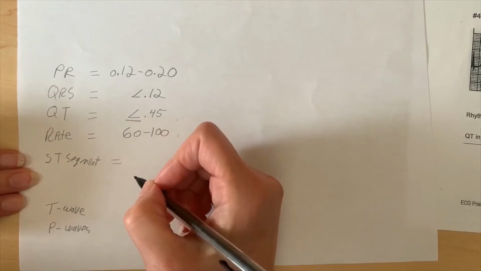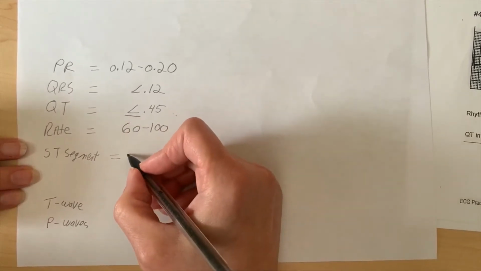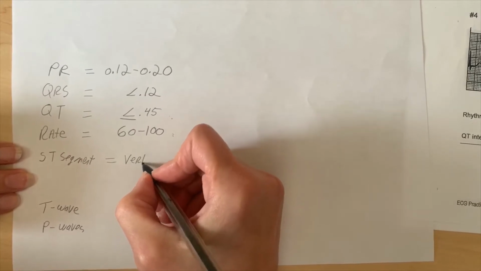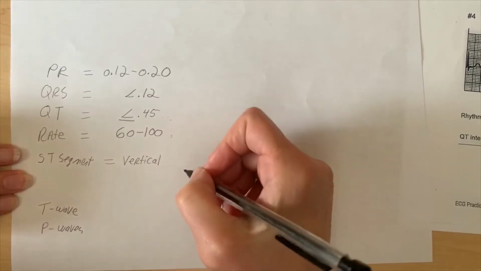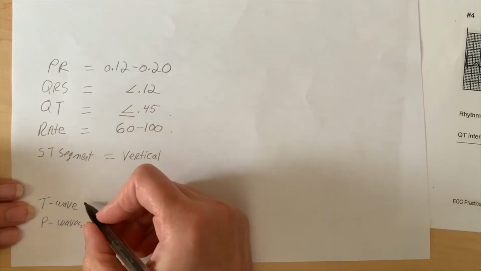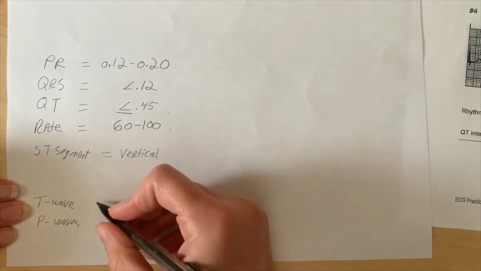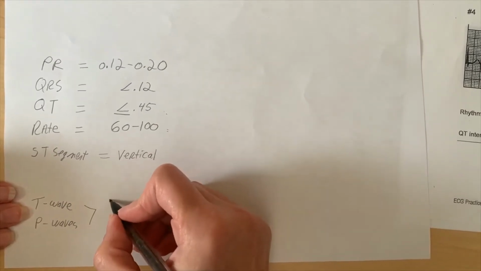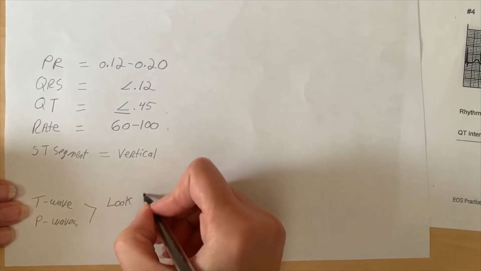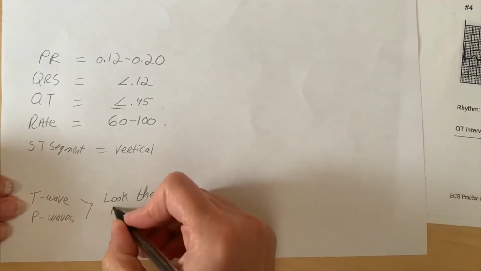The ST segment we measure differently. We don't measure it horizontally. The ST segment we're talking about is vertical height. Is it elevated or depressed? Now, T waves and P waves we don't actually measure. We just want to make sure that they look the same from impulse to impulse.